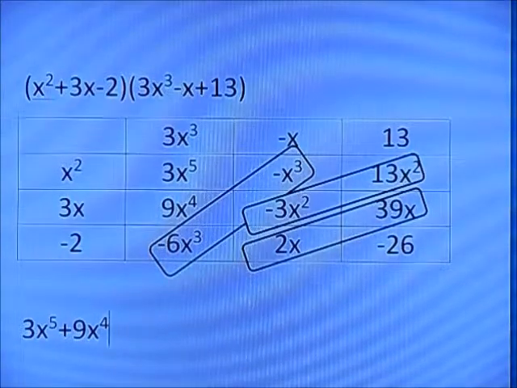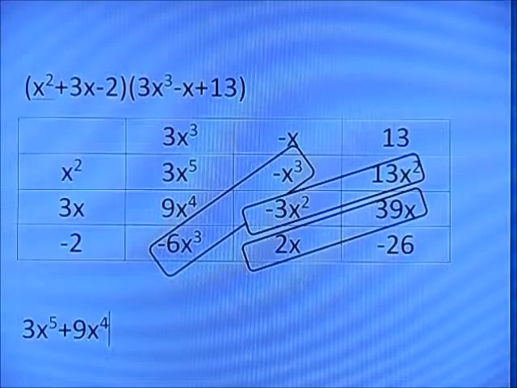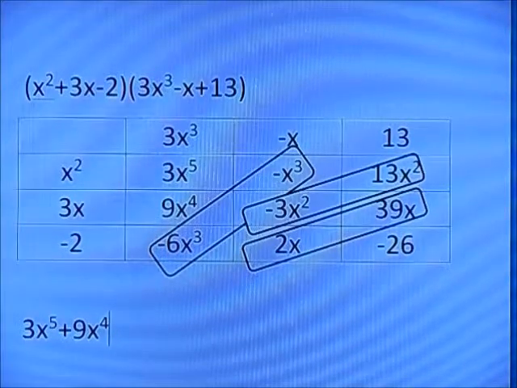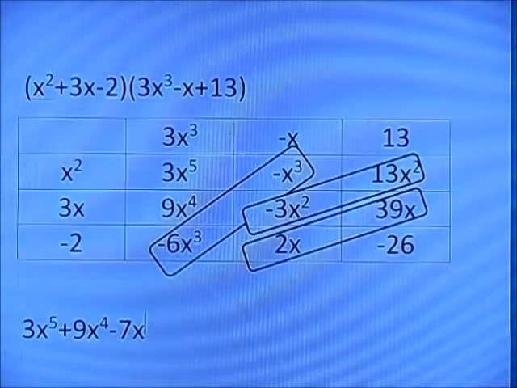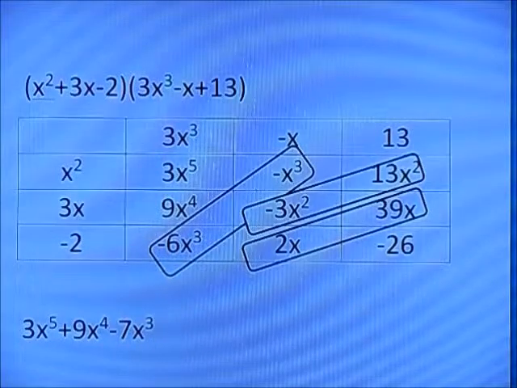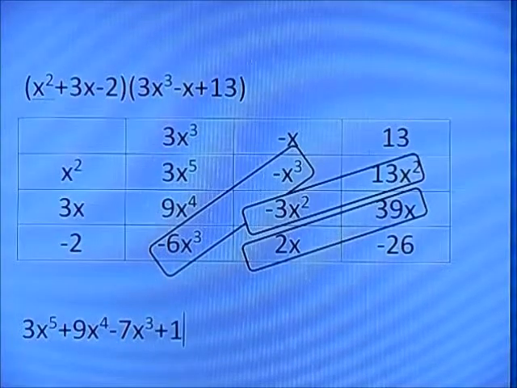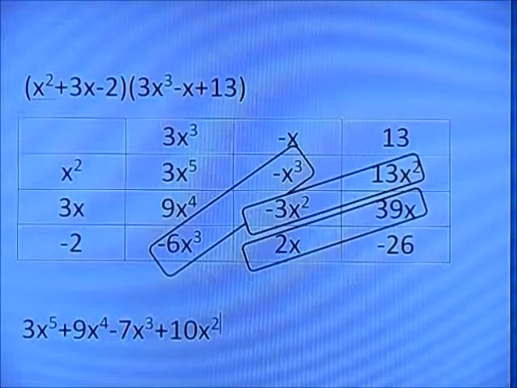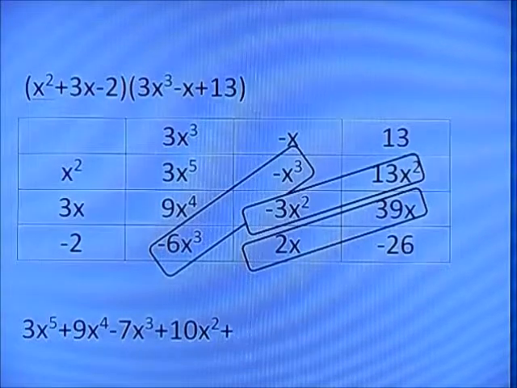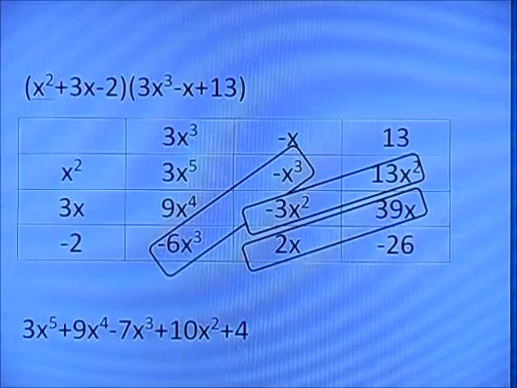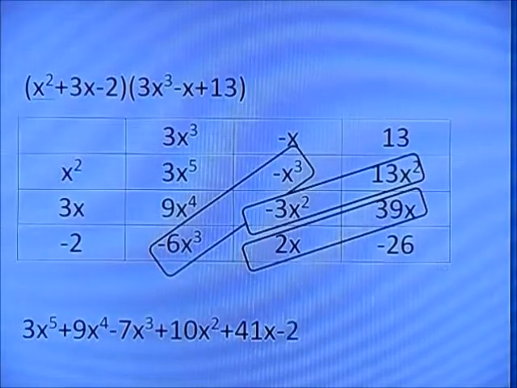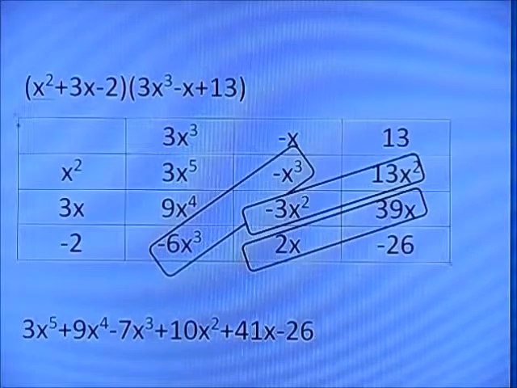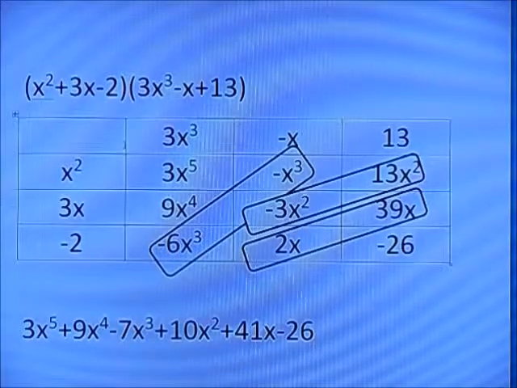Alright, now negative 6x cubed minus x cubed is negative 7x cubed. Negative 3x squared plus 13x squared is plus 10x squared. And then 2x plus 39x is 41x. Now the last one is minus 26. That's your answer right there.